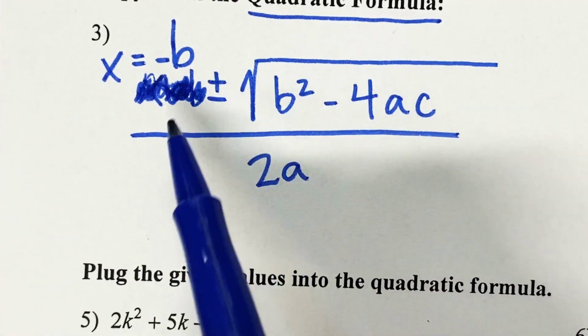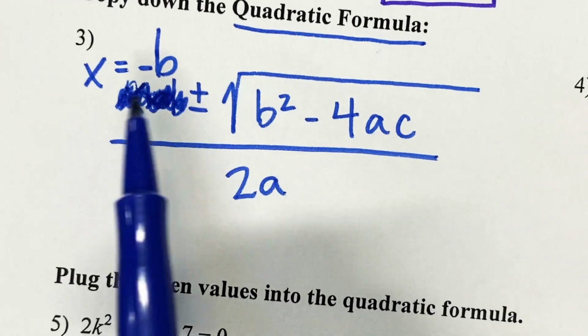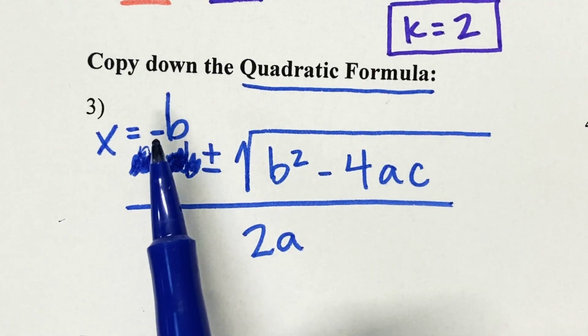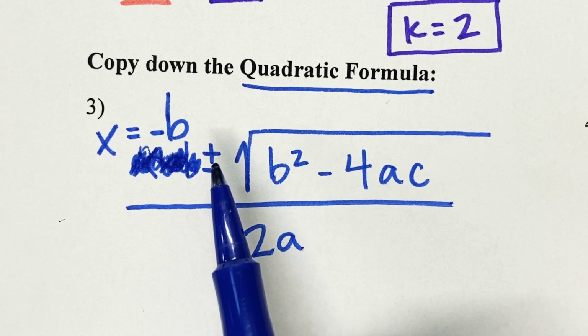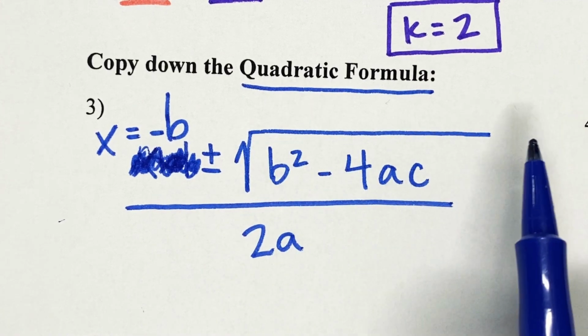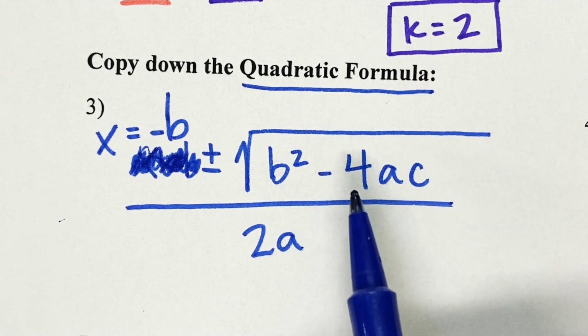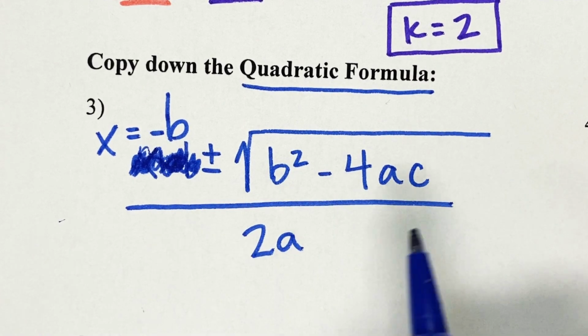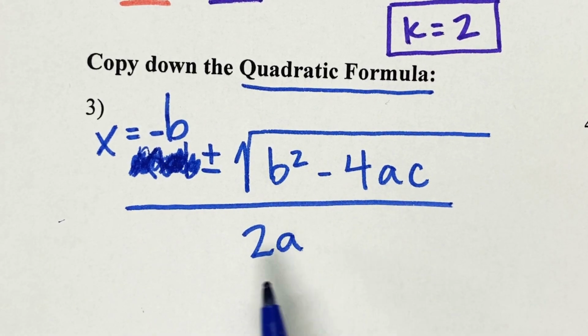So if you need to listen to that song to memorize it again, go for it. So we know that x is equal to negative b plus or minus, that's where our two answers come from, the square root of b squared minus 4ac, or 4 times a times c, all over 2 times a, or divided by 2 times a.